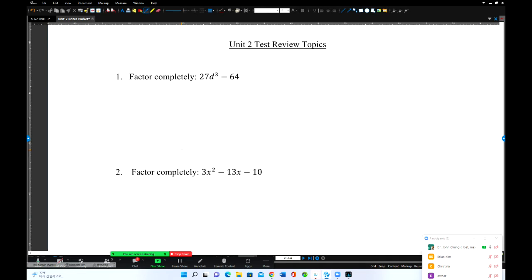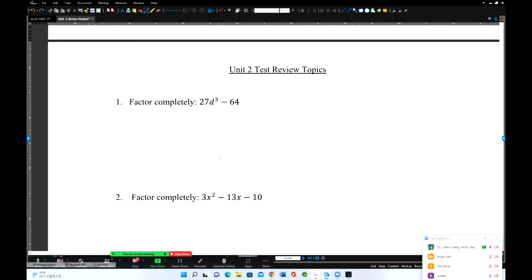Right, move on. Factor completely, okay? We're going to try only this one. This is 27d cubed minus 64, that is the difference of cubes. A difference of cubes can be factored. First number, follow the same sign, minus 4. Second number, first number squared, 9d squared, not 3d squared. 9d squared plus, this is a minus, this is a plus. Multiply these two, 12d. After that, negative 4 squared is 16.